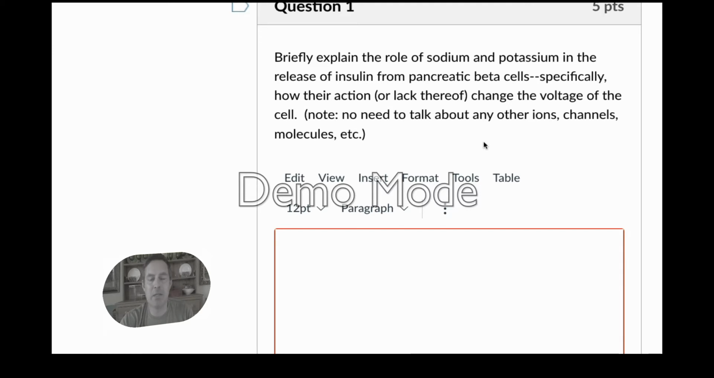And the short, easy answer to this is when the sodium continues to leak into the cell, but potassium is no longer allowed to leave the cell via the potassium ATPase, the cell starts to depolarize because more positive is coming into the cell than positive leaving the cell. So that's a short, quick answer for number one.